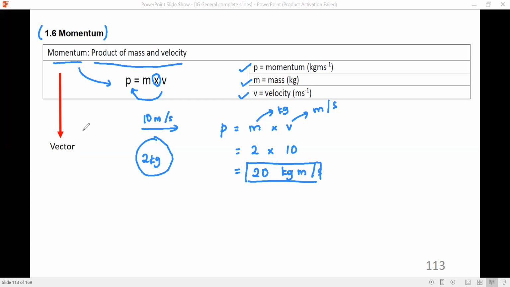Take note that momentum is a vector quantity, so it means that you need to take into consideration both the magnitude and also the direction. Later when doing questions, you will see there's a difference in terms of direction when doing momentum. Okay, next.